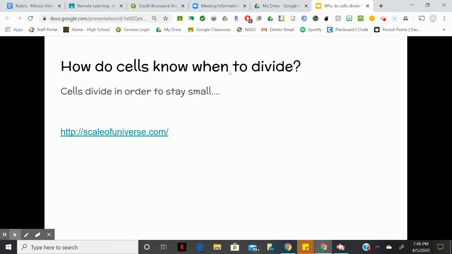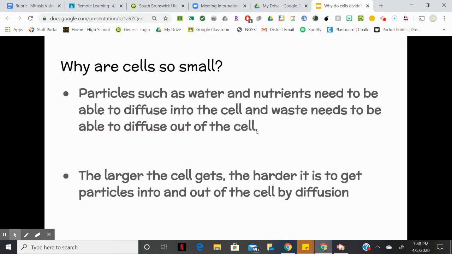But the main idea is that cells divide in order to stay small. So why do cells have to be so small? You might remember that particles such as water and nutrients need to be able to diffuse into the cell, and waste needs to be able to diffuse out of the cell. Remember, diffusion is when particles move from high to low. The larger the cell gets, the harder it is to get particles into and out of the cell by diffusion. So the larger a cell gets, the harder it is for a cell to carry out diffusion.